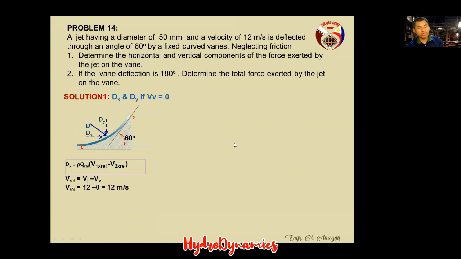So, ganun. So, then you solve the dx and dy. Direct substitution. Q relative is relative jet times velocity relative. Meron kang 50 diameter times 12 meter per second. You can solve the Q relative 0.026 cubic meter per second. Then you can solve the dx and dy.